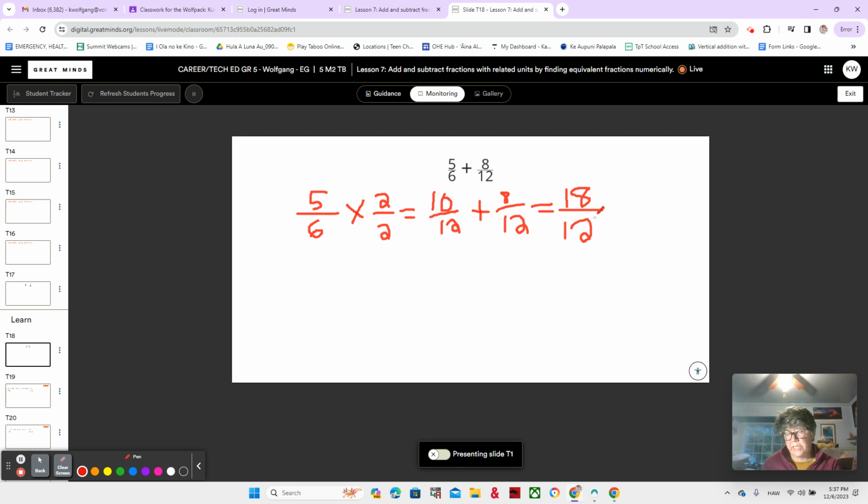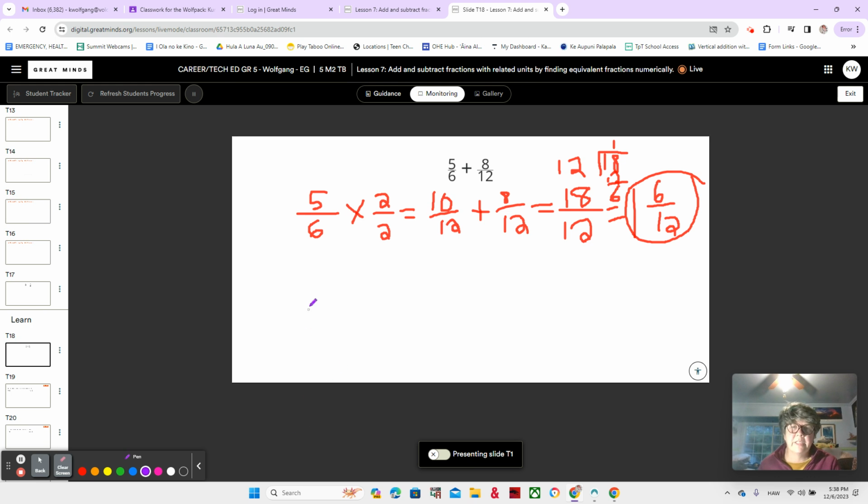We can change our 18/12ths to a mixed number. 12/12ths is 1 with 6 left over, so that would be 1 6/12ths. If you can't do it visually, you can also divide 18 divided by 12. One time, and then 18 minus 12 is 6. 6/12ths left over. So 1 6/12ths. All right. Could we change our 8/12ths into 6ths?